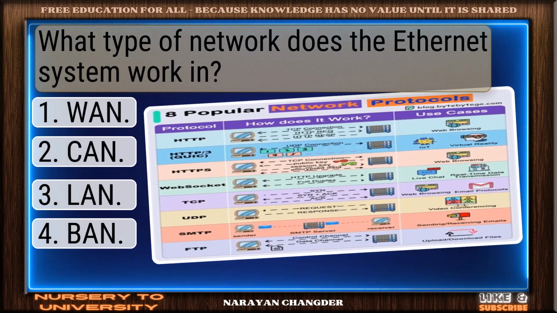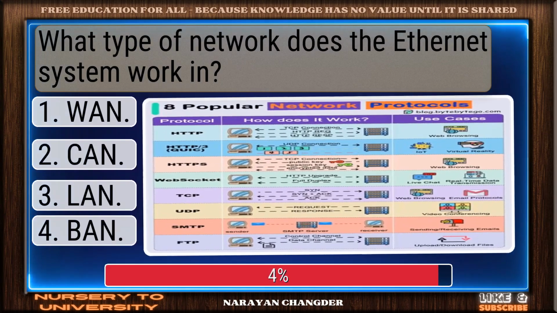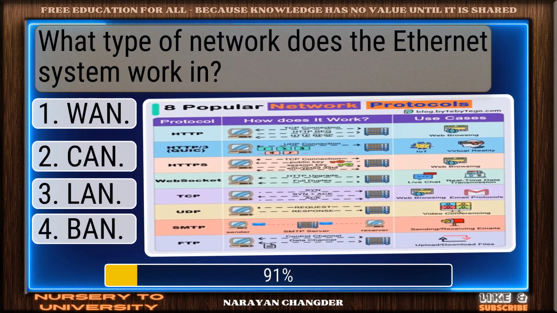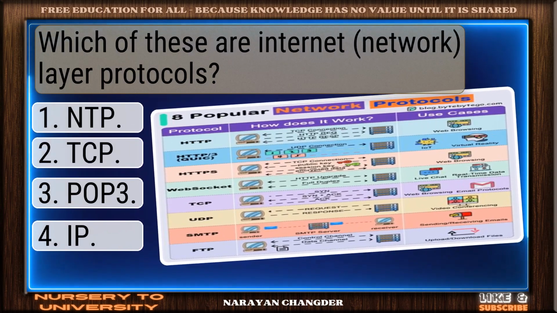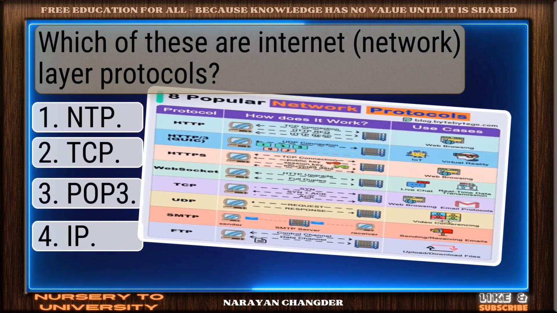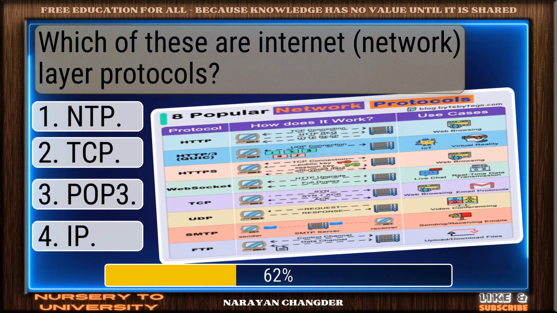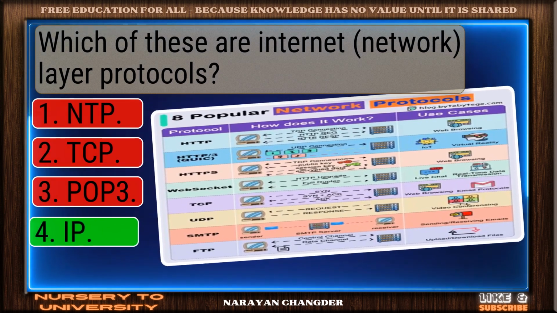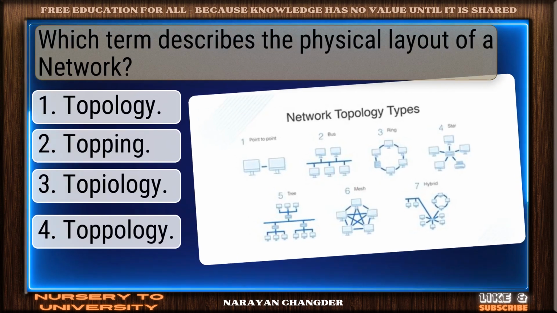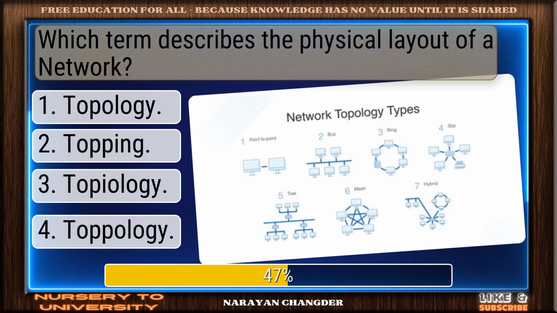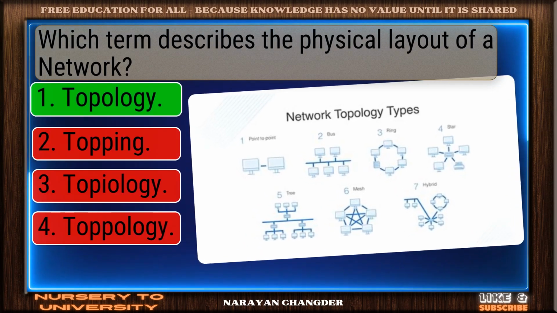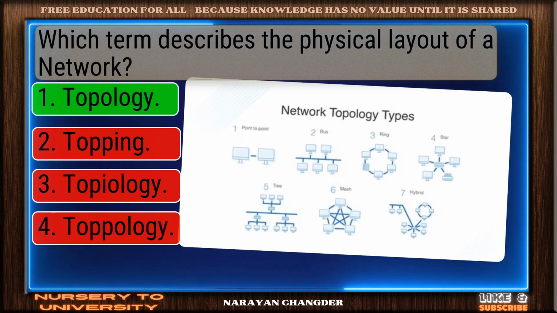What type of network does the Ethernet system work in? Solid response. LAN is valid. Which of these are internet layer protocols? You chose IP. Which term describes the physical layout of a network? Valid point. Topology is true.